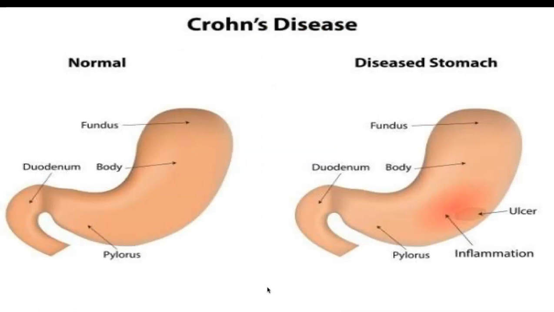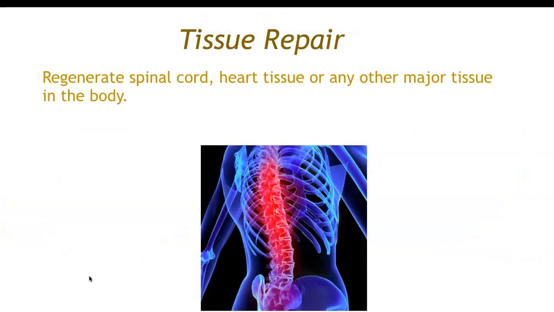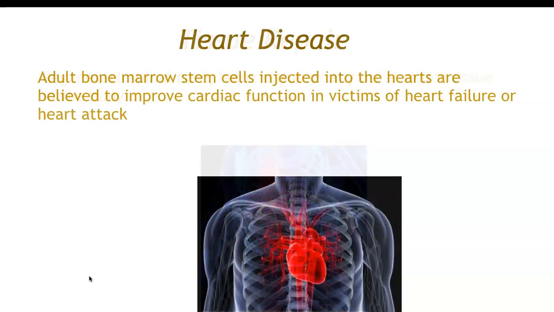Crohn's disease: this is a normal one, and here you are seeing the inflammation and ulcer present in the disease stomach, that is Crohn's disease. Then they can regenerate spinal cord, heart tissues, and any other major tissues in the body.